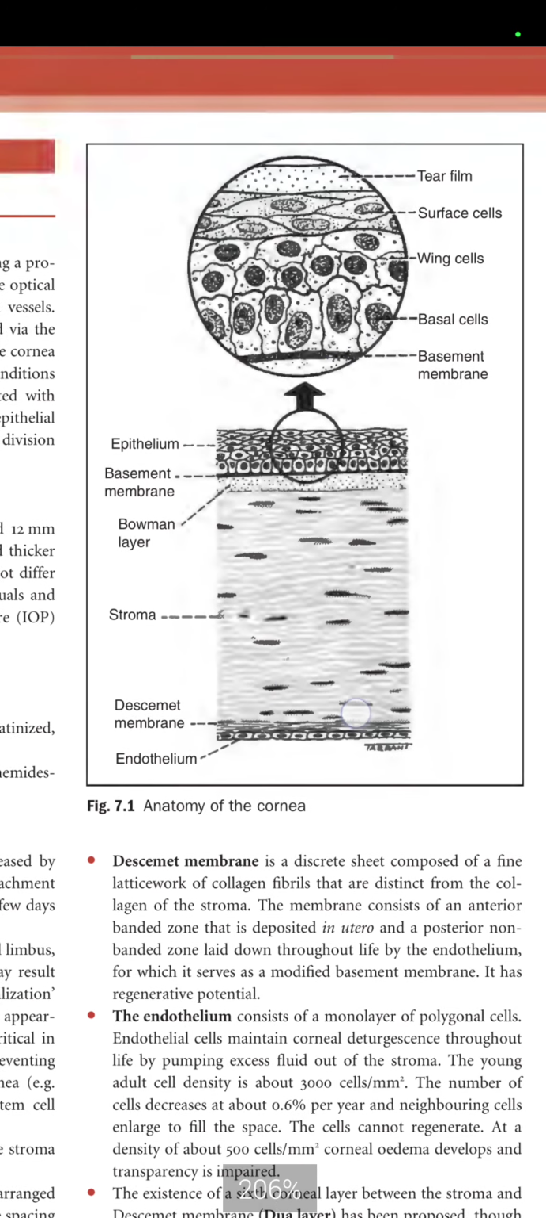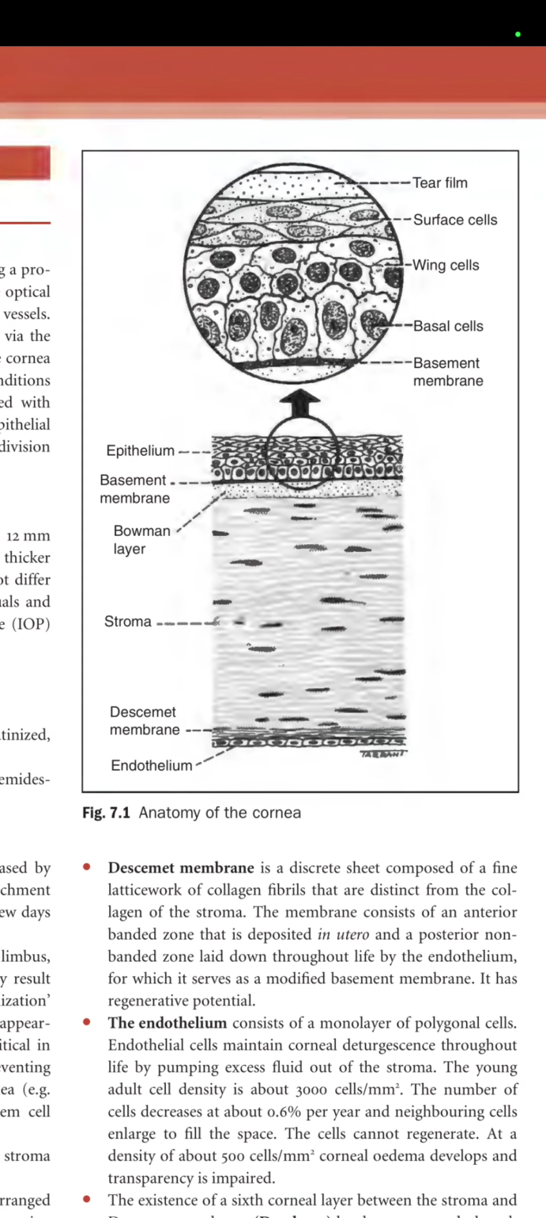So, you can see this is an anatomy of the cornea. First, you can see the figure, which is showing the cornea histopathology. First is the tear film. It is basically only the epithelium of the cornea that it is showing. And then there is a surface cell, then there are wing cells, and then there are basal cells. And this is a basement membrane.